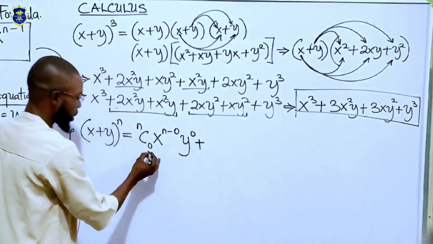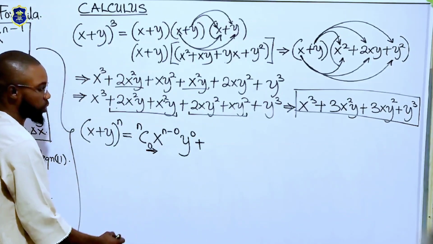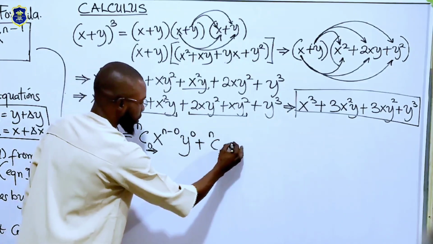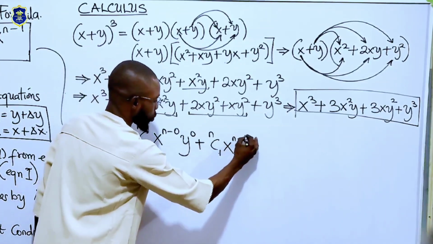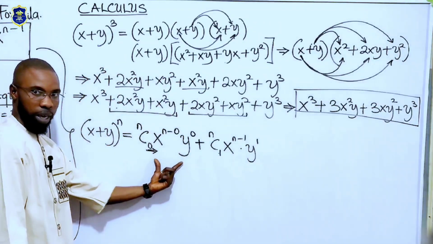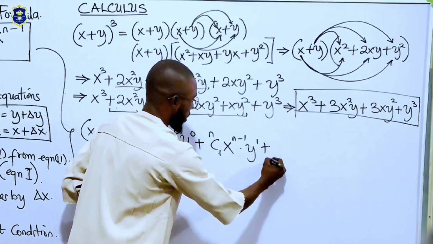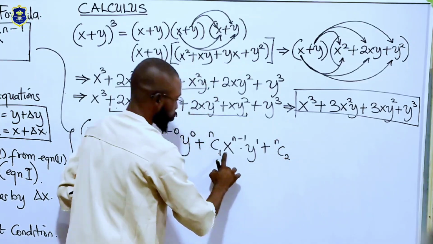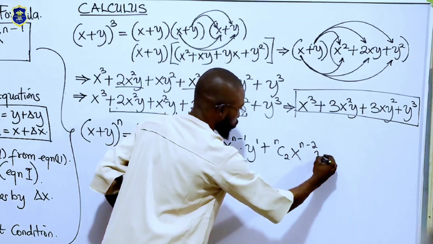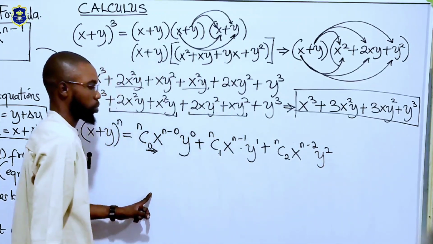It moves on. Now this 0 will start increasing, going in increasing order. So next will be n combination 1, x to the n minus 1, and then y raised to power 1. You see how I got it? And from there we're going to have n combination 2, then x to the n minus 2, y raised to power 2, right?